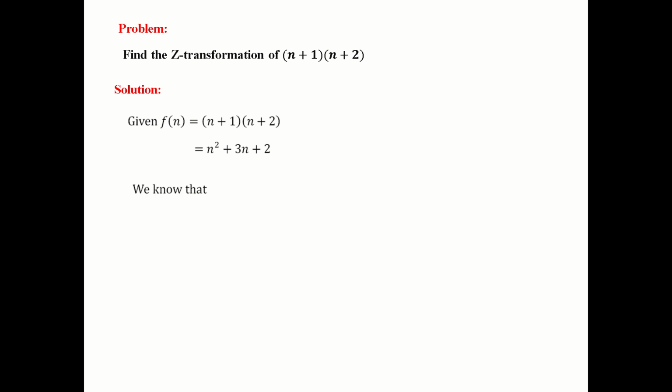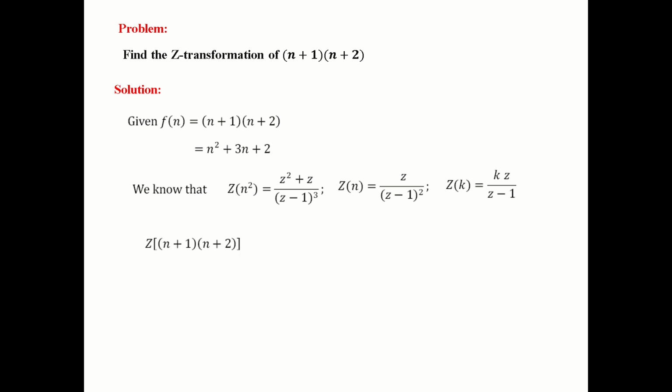We know the formulas: Z of n square is equal to z square plus z by (z minus 1) the whole cube; Z of n is equal to z by (z minus 1) whole square; and Z of k is equal to kz by (z minus 1). Now we will take Z transformation of (n+1)(n+2). So (n+1)(n+2) is nothing but n square plus 3n plus 2.